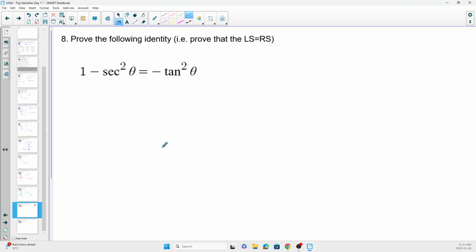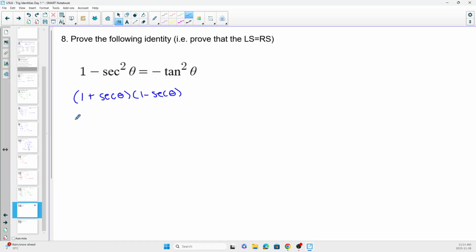All right, obviously what's on the left looks like it is a little more complicated than what's on the right. So let's play with what's on the left. 1 minus secant squared theta. So again, I'm seeing that difference of squares. So let's rewrite this as 1 plus secant theta times 1 minus secant theta.